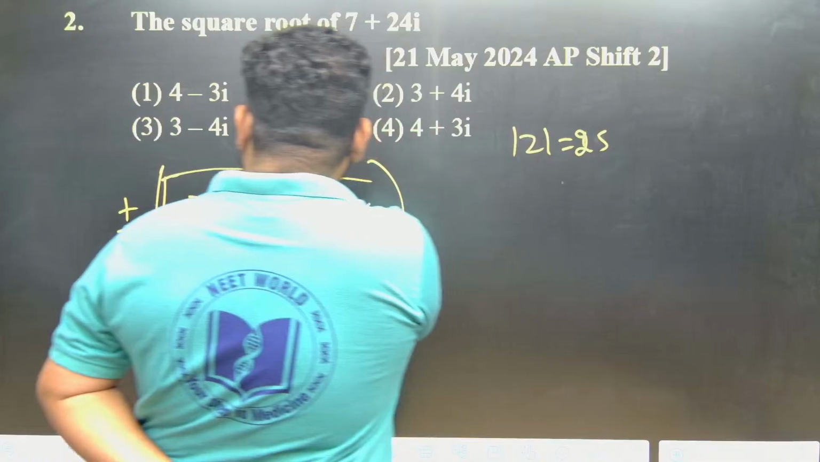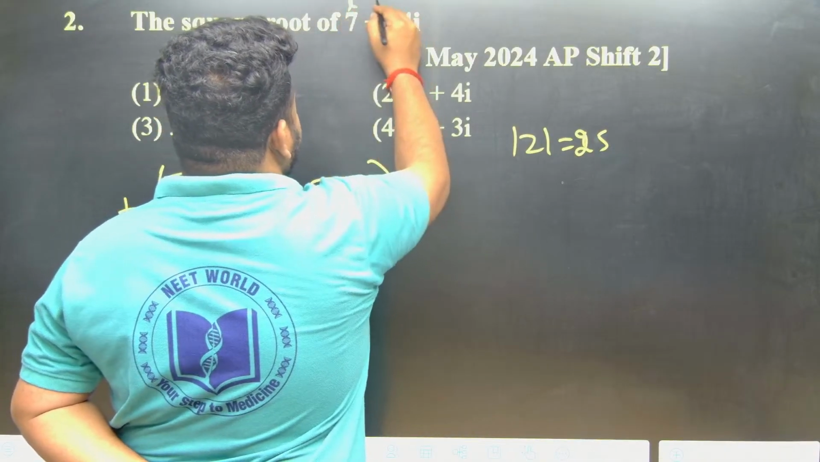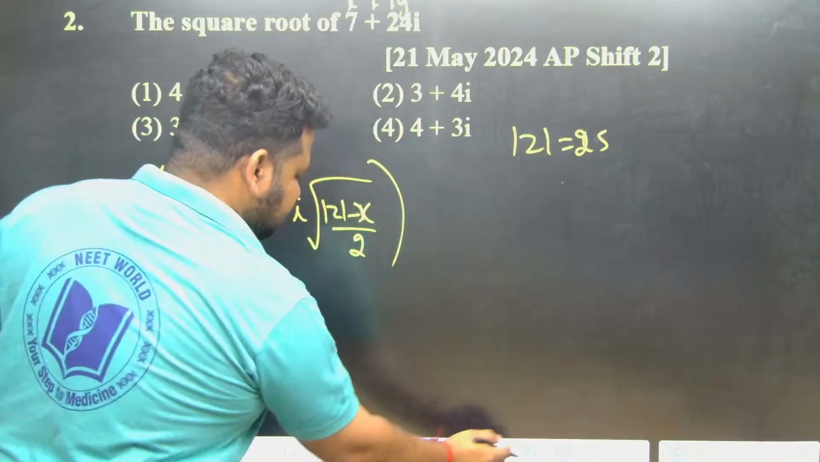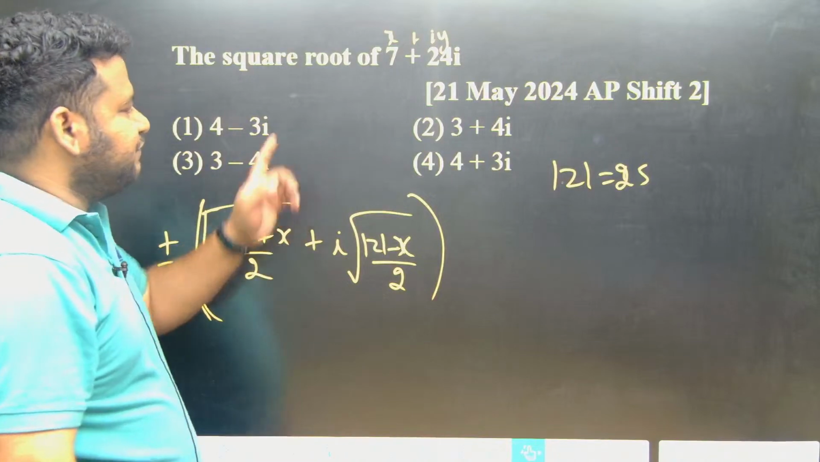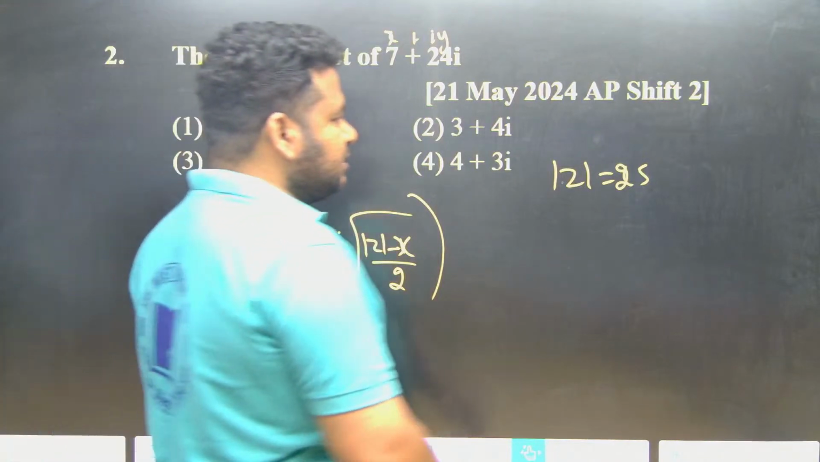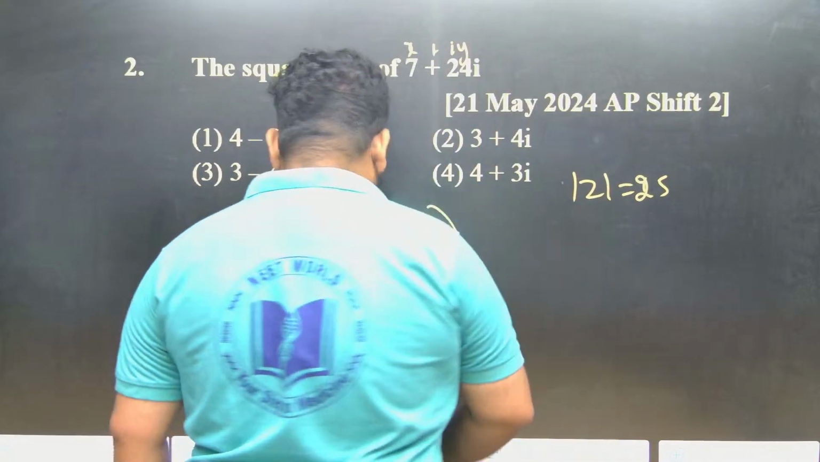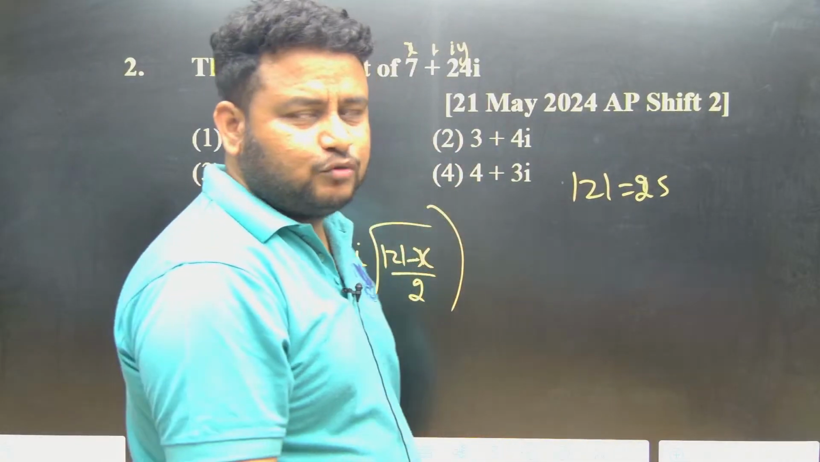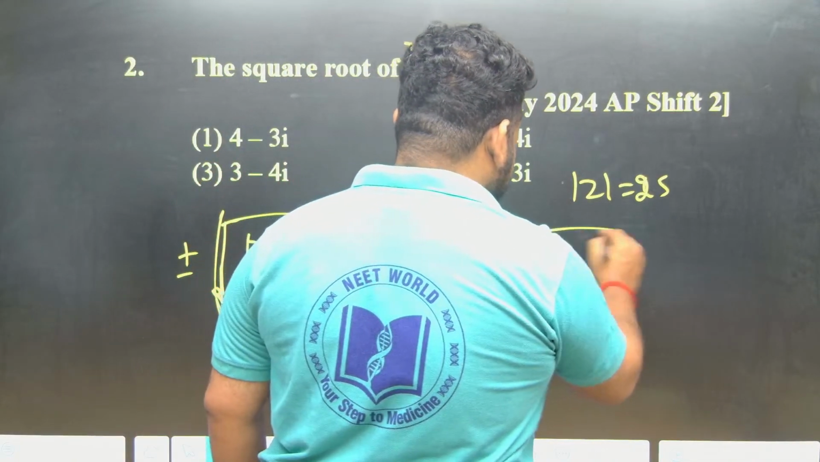Okay. First one what we are having? Mod z plus x. X is what here? This is x plus iy. So 25 plus, what is that we are having? 25 plus 7. 25 plus 7 is what? This will be equal to 32. 32 by 2 is what? 16. So directly I will write what the value? 16. Square root of 16.